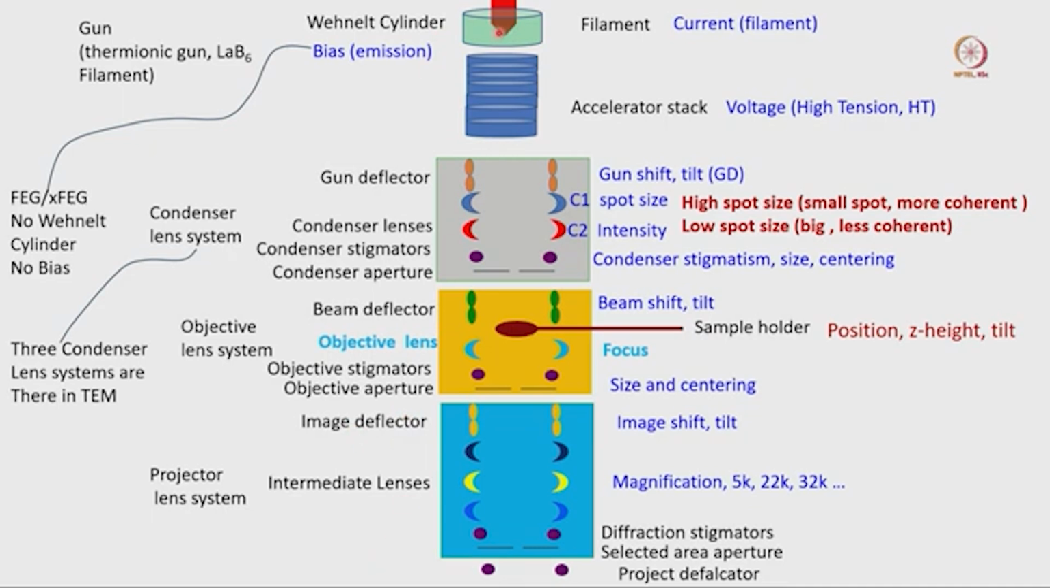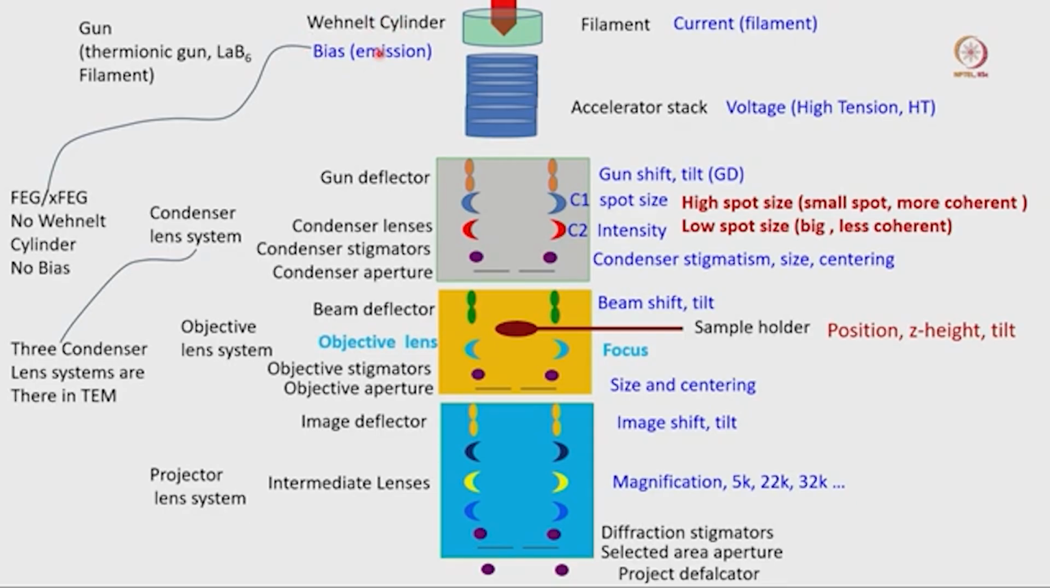Now we start from the top. We have the filament. We already discussed this filament for a long time, and we have different types of filament: the tungsten filament, as well as the field emission gun or Schottky emission. Here we have a Wehnelt cylinder which is covering this filament. Whenever we go to the microscope room, we will see it written as filament or current bracket, but you cannot see anywhere written Wehnelt cylinder. The Wehnelt cylinder is basically written as bias or emission.